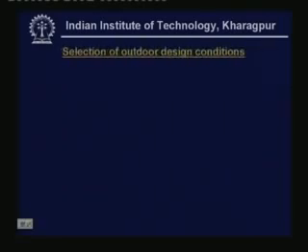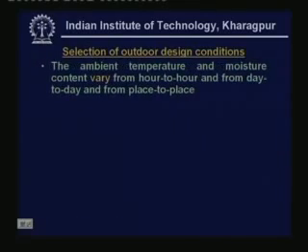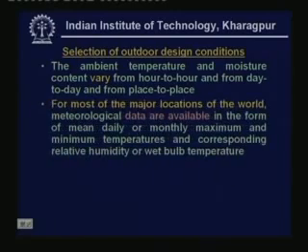So, first let us look at how to select outside design conditions. The ambient, as you know very well, the ambient temperature and moisture content vary from hour to hour and from day to day and from place to place. For most of the major locations of the world, meteorological data are available in the form of mean daily or monthly maximum and minimum temperatures and corresponding relative humidity or wet bulb temperature. This data is recorded and it is available.